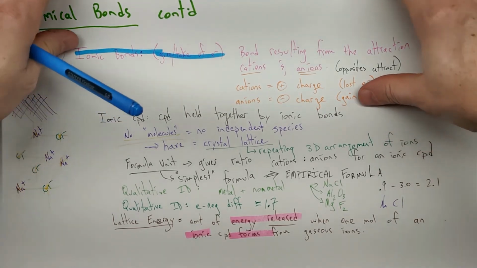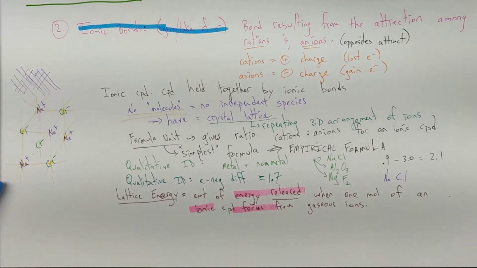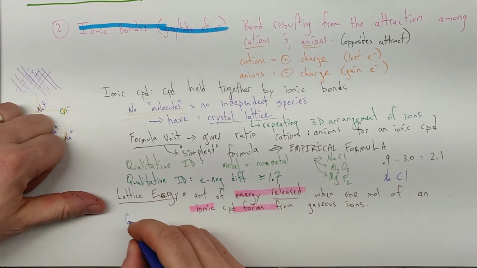And I'm going to move this up just a little bit so that I can get in our general properties, and then we can be done with our ionic bonds. That may end up a little bit crooked, but we shall persevere. So let's talk about general properties.